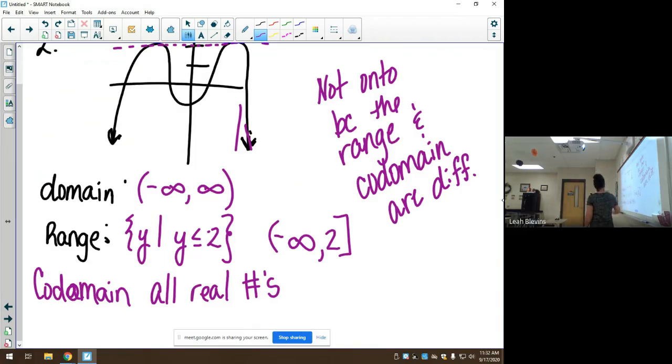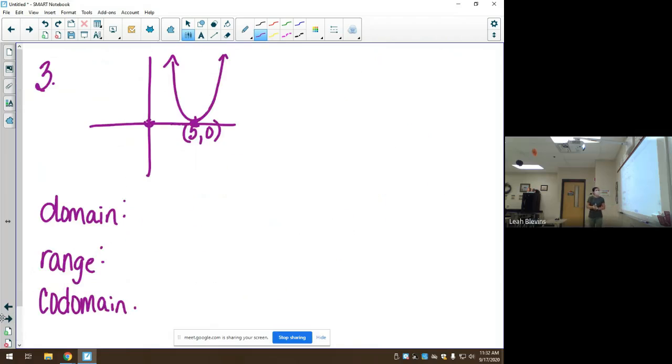Perfect. All right, looking at number 3. What is my domain? All real numbers. X such that X is an element of the real number system. And once again, it's a little bit tricky because it looks like it's just going straight up, but we know that it's going ever so slightly out as it goes up.